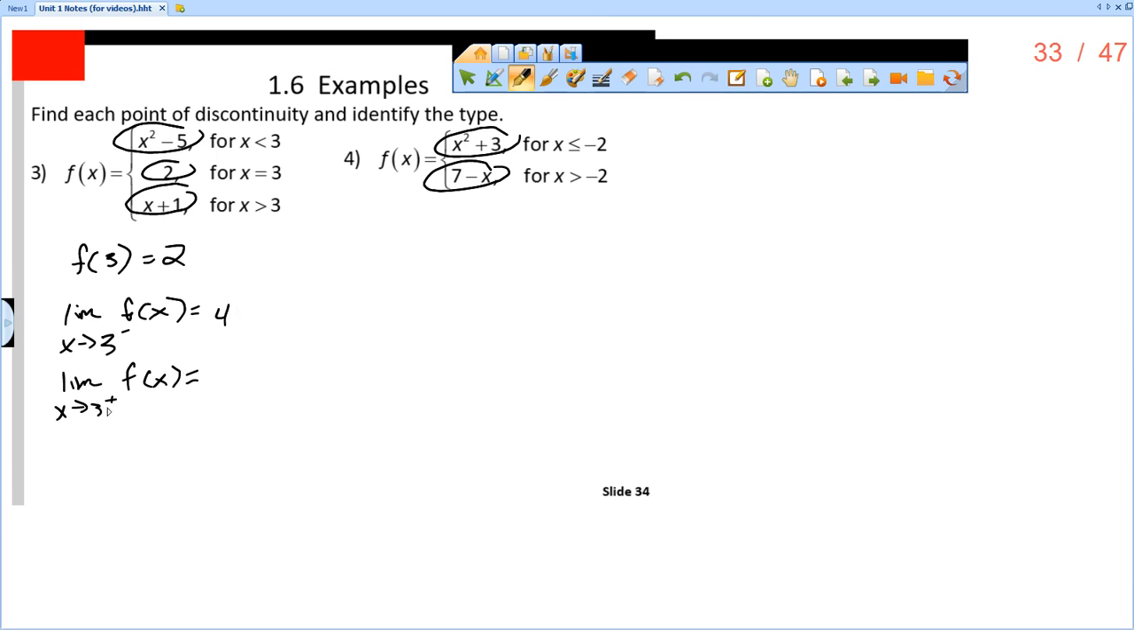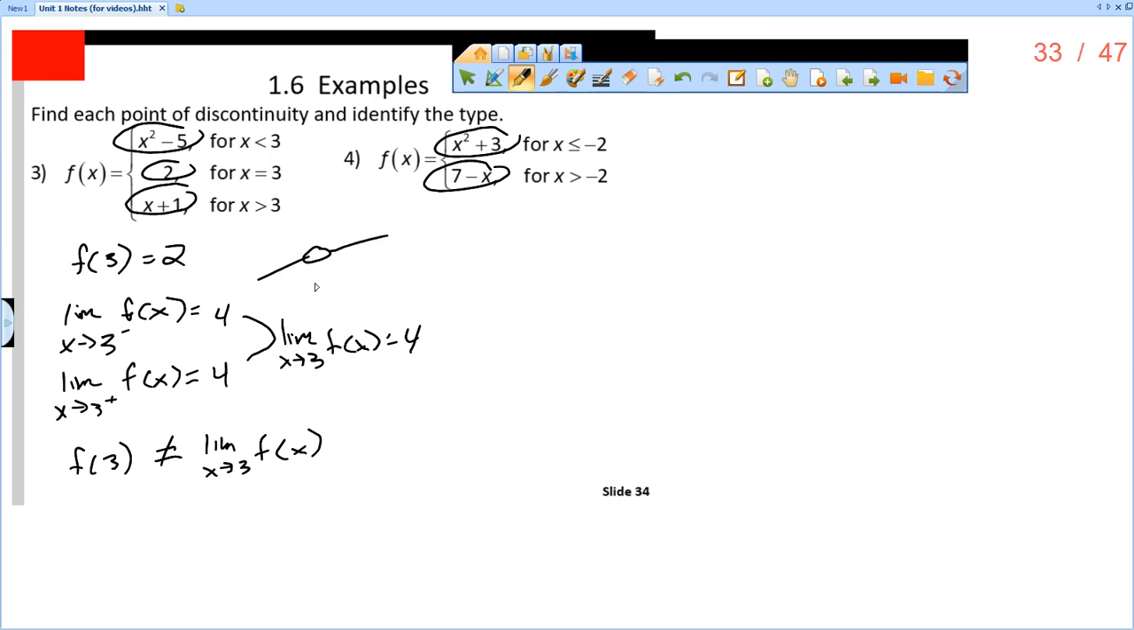And then I get the limit as x approaches 3 from the right. So now we're going to plug 3 into the bottom piece. 3 plus 1 is 4, right? And so what does that mean? Since these are equal, that means the limit as x approaches 3 of f of x is equal to 4. But f of 3 is not equal to the limit as x approaches 3 of f of x, right? And so since those are not equal, the function is not continuous at x equals 3, but what kind is it? Well, the limit exists, but the y value is different, and so this would be a removable discontinuity.